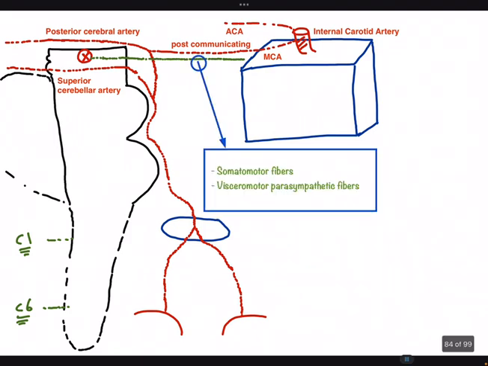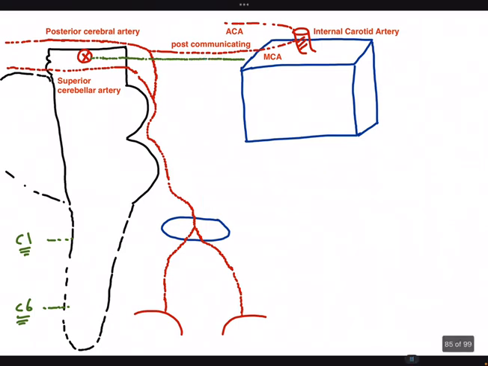Now we have two important questions that we need to answer. The first question is, how are these fibers arranged together? What's the anatomical arrangement of the oculomotor nerve fibers? This is the first question. And the second question is, is there a clinical significance of their arrangement?